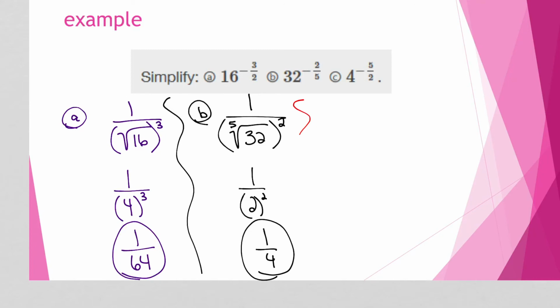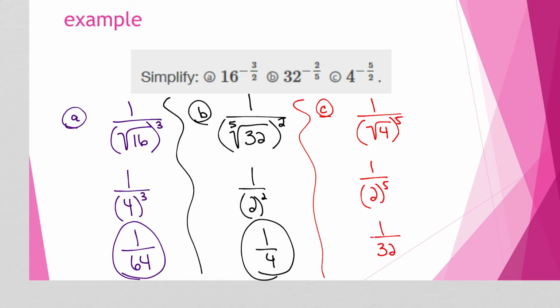All right, let's take a look at C. So again, the negative is in the exponent, which means it doesn't like its location, so this would be 1 over, and I've got the square root of 4, but I want to raise that to the 5th power, okay? So this would be 1 over 2 to the 5th power, which is 1 over 32.